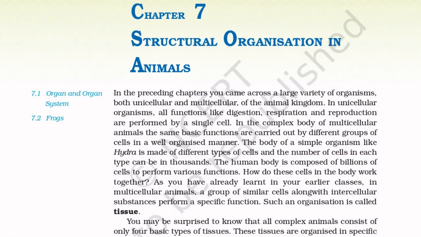As you have already learned in your earlier classes, in multicellular animals, a group of similar cells, along with intercellular substances, perform a specific function. Such an organization is called tissue. You may be surprised to know that all complex animals consist of only 4 basic types of tissues. These tissues are organized in specific proportion and pattern to form an organ like stomach, lung, heart, and kidney.